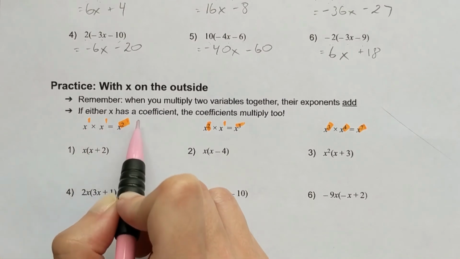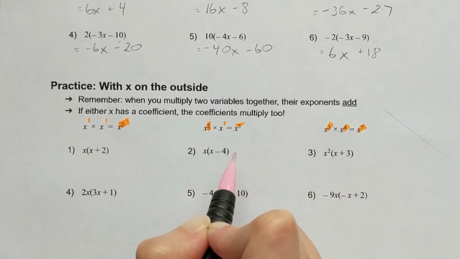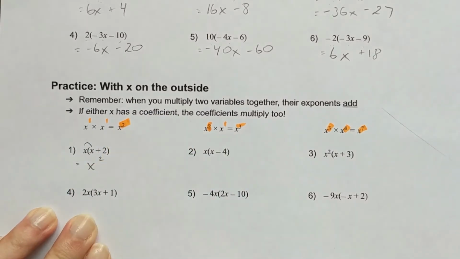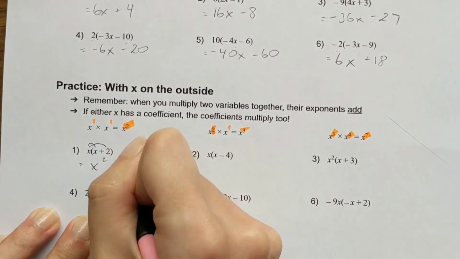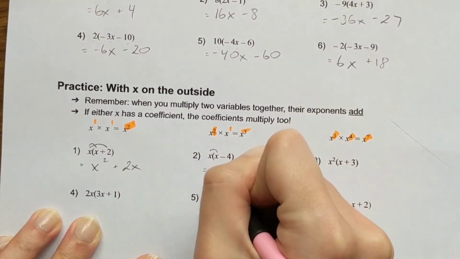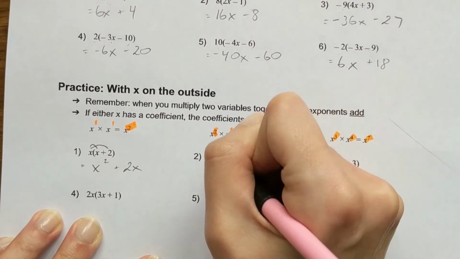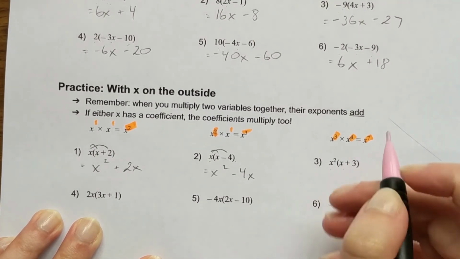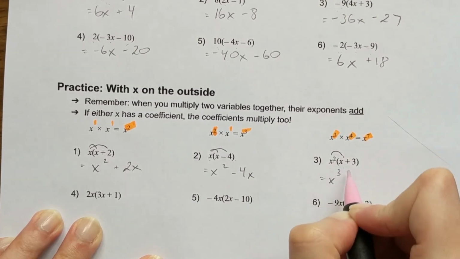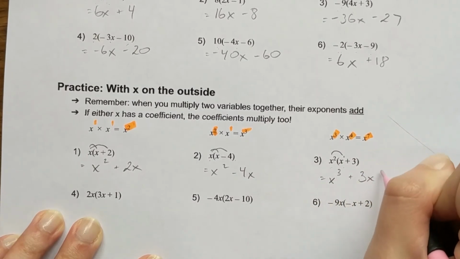The other thing is that if x has a coefficient, just like we saw in the previous example, the coefficients need to multiply too. So I'm going to do x times x, that gives me x squared, and x times 2, which is 2x. I'm going to do x times x again, that's x squared. x times negative 4 is negative 4x. x squared times x is going to be x to the power of 3 because we have a 2 and then an invisible 1. And then x squared times 3 is 3x squared.